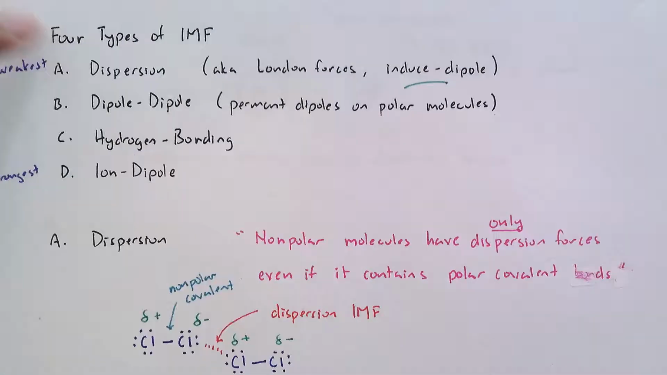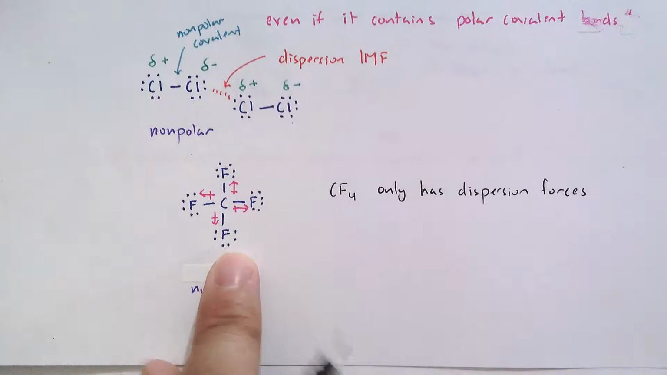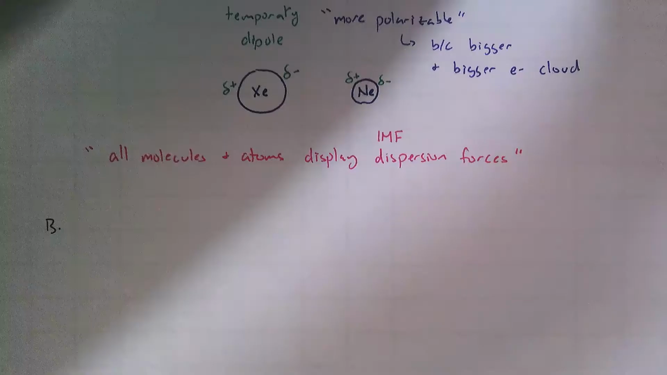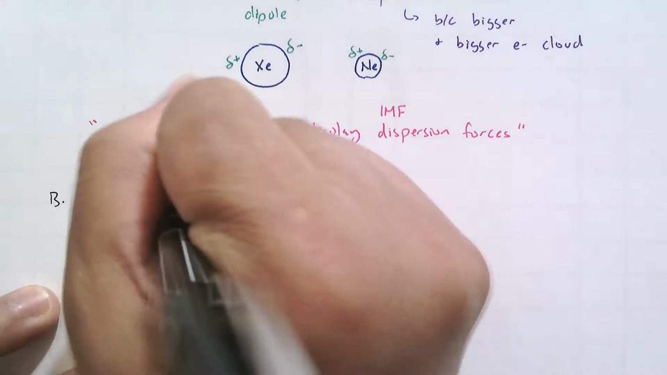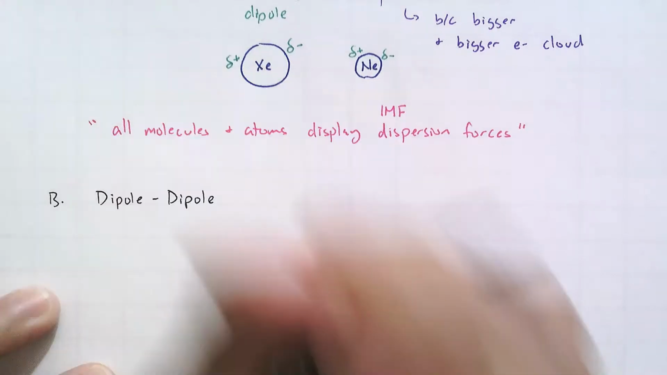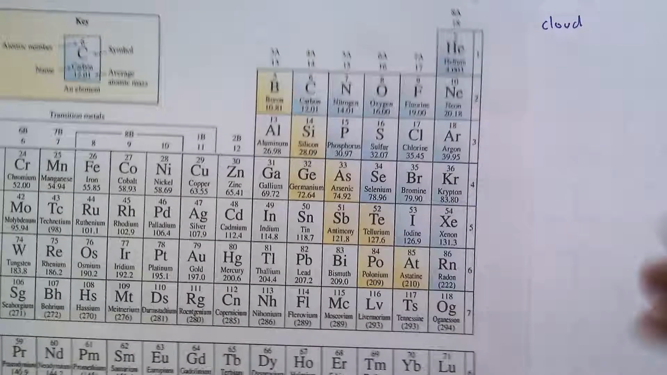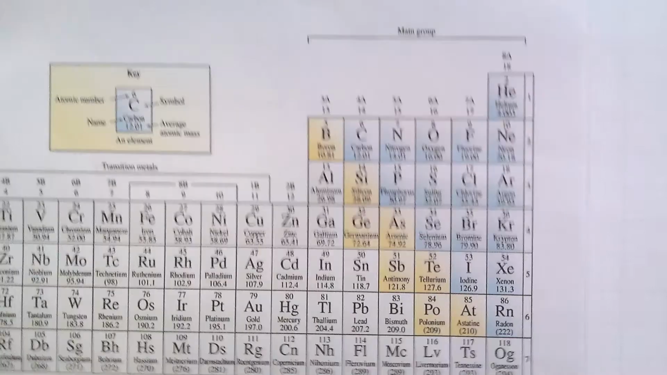And actually, it's a common mistake to think that this molecule has dipole-dipole interactions. It has no dipole-dipole interactions because CF4 is nonpolar. Okay. So let's take a look at dipole-dipole, and we're going to pick a molecule that has polar bonds and the molecule is polar.